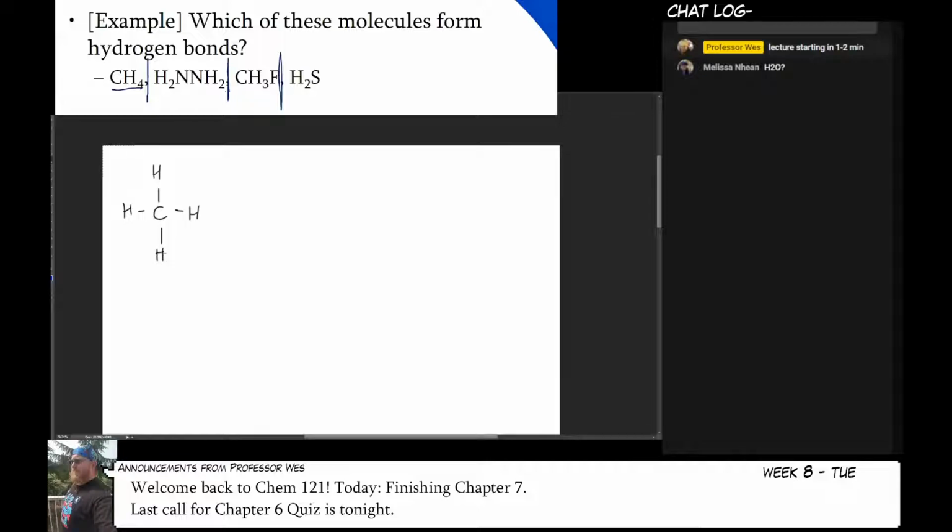All right, can CH4 hydrogen bond with a copy of itself? And the answer is no, because there are no nitrogens, oxygens, or fluorines, right? So no, I cannot form a hydrogen bond with CH4. So that's great. Let's move on.